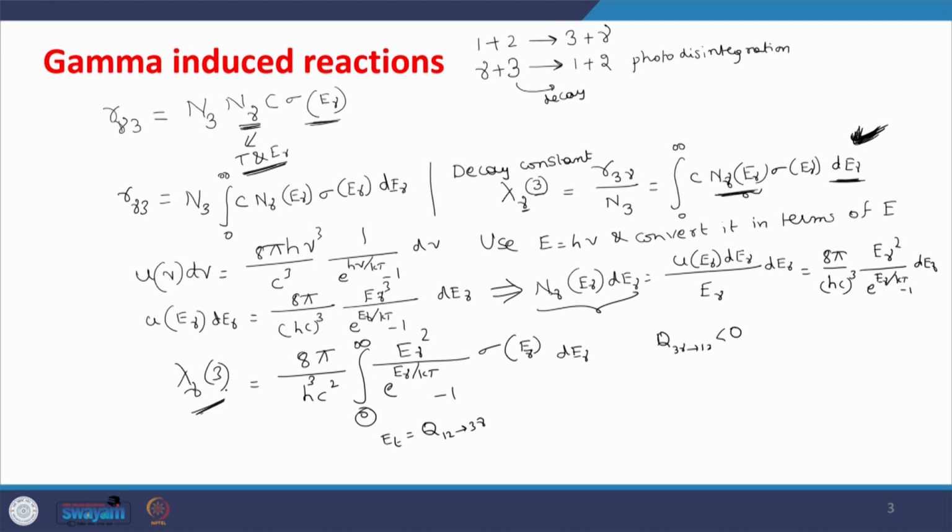So, basically in this slide I tried to cover the discussion on the reaction rate of gamma induced reactions and the major difference when compared to previous lectures, where I had discussed the neutron induced reactions and before that charged particle induced reactions, which follow the Maxwell distribution. Here the number density of the gamma rays is expressed with the help of Planck's radiation law.